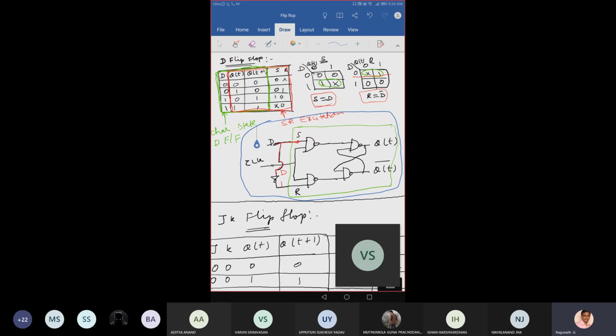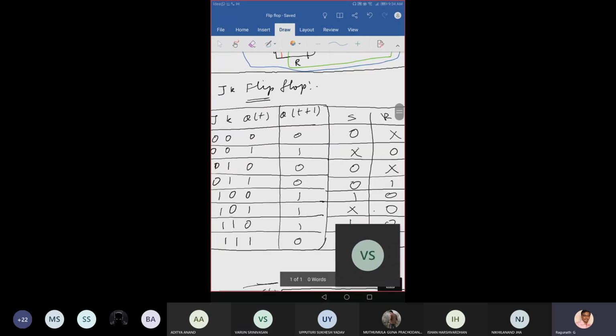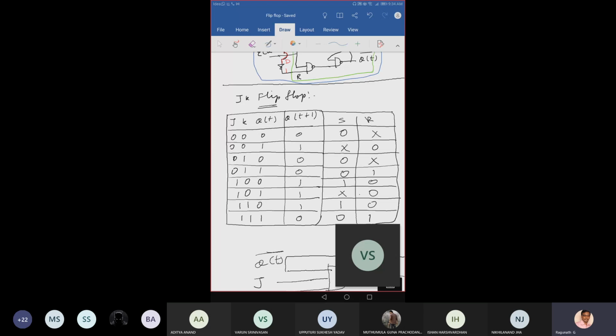This is how to design one flip-flop from another flip-flop. Which one did I have? Which one are we having, SR or D, for the first case? SR. But which one do we want to make? D. Okay, the same procedure we have to follow for the JK also.